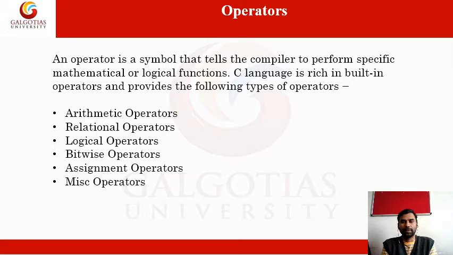It's a normal symbol you are using as an operator. For addition you use the plus symbol. For subtraction you use the minus symbol, for multiplication you use the asterisk or star symbol, and for division the slash symbol. So an operator is a symbol that tells the compiler to perform a specific mathematical and logical function, like addition, multiplication, subtraction.